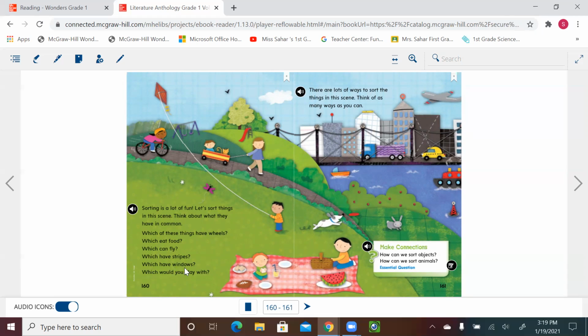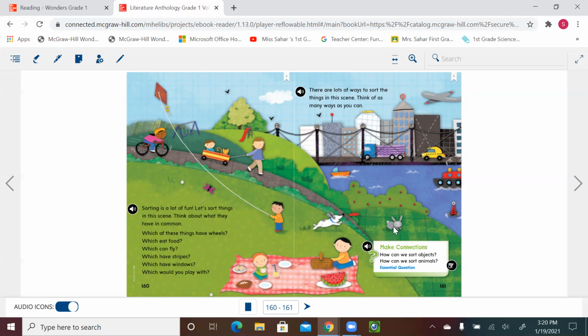All right, which have windows? Anything can have windows. We can see the tall buildings, the yellow car, the boat, the truck again, and the airplane. So it doesn't matter if it's flying, floating, or on wheels. We're just looking for windows.